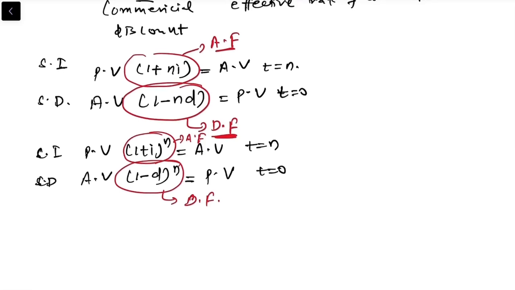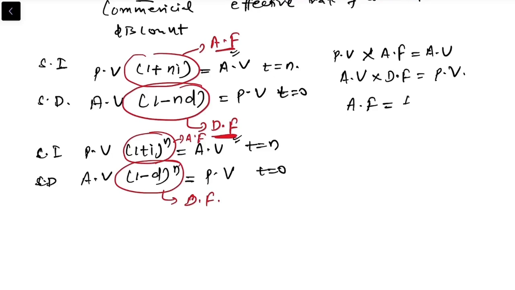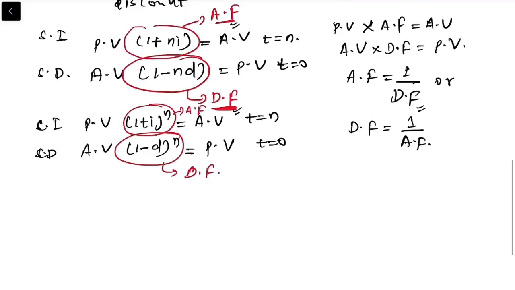Now let's see how we can establish the relationship between accumulation factor and discount factor. Here one thing you notice that when present value is multiplied by the accumulation factor, it gives accumulated value, and when accumulated value is multiplied by the discounting factor, it gives present value, right? So from these two relations, I can see that the accumulation factor is the reciprocal of discounting factor, or discounting factor is the reciprocal of accumulation factor. So this is the relation between accumulation factor and discounting factor.